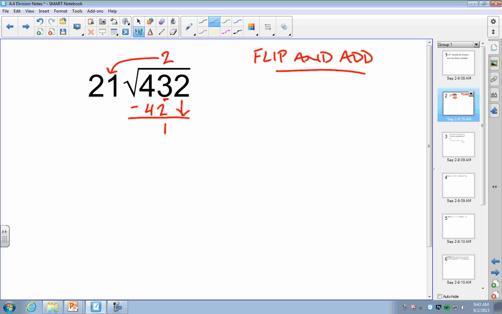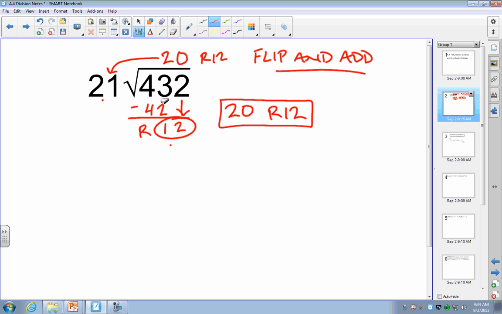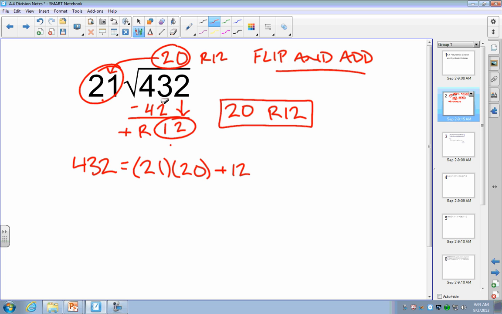Now, you bring down the 12. 21 doesn't go into 12, so I'll put a 0 up here. This then becomes your remainder. And your answer is, well, it goes in 20 times with a remainder of 12. But think about what you're really doing. You're saying that 432 is the same thing as 21 times 20 adding on 12. This times this plus your remainder is your original. It's going to be the same idea for polynomial division.